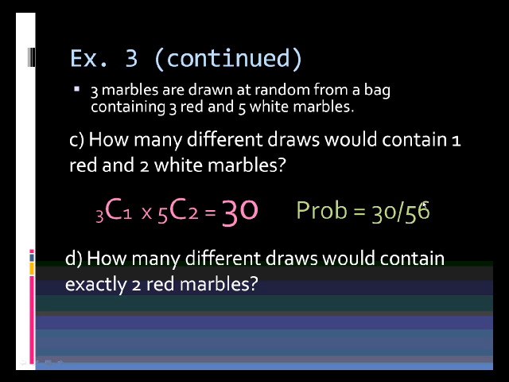How many different draws would contain exactly 2 red marbles? How'd you do it? Good. Why are we going to have to do 3C2 and 5C1? We're drawing 3 marbles, so if I draw 2 reds, that means I must draw 1 white. So I'm going to do 3C2 times 5C1, and that will get me 15.